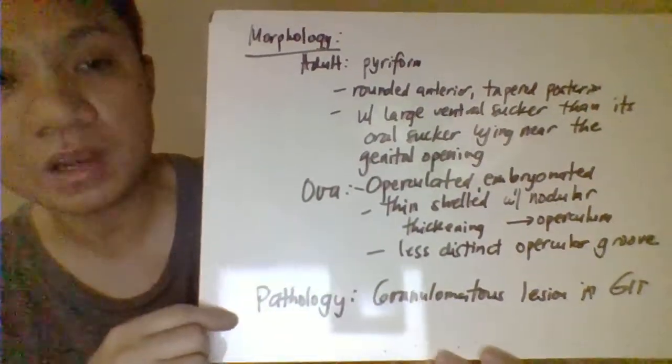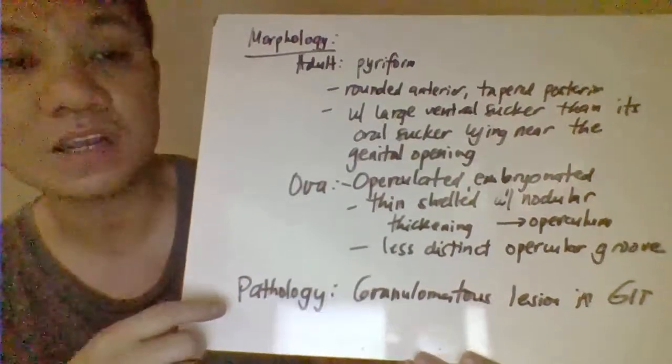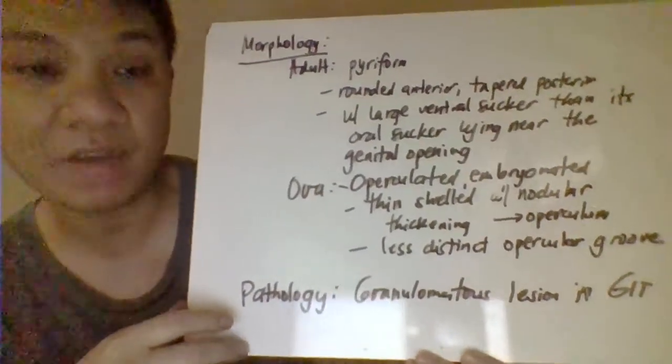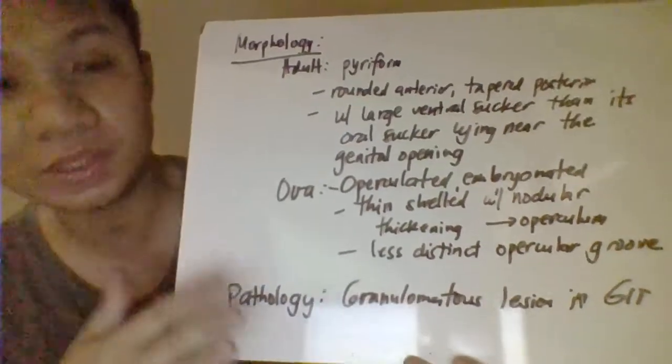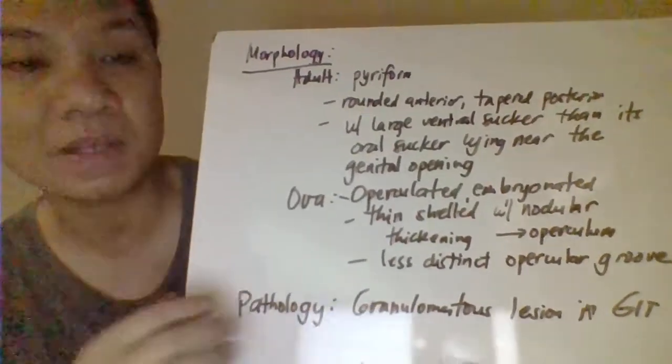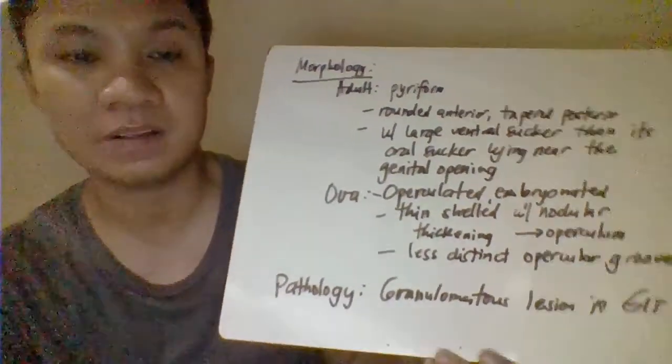For the pathology, since this one is an intestinal fluke, it also causes gastrointestinal tract infection in the form of granulomatous lesions. Okay, so this is the end of all the topics in our trematodes, or flukes. Okay, thank you.